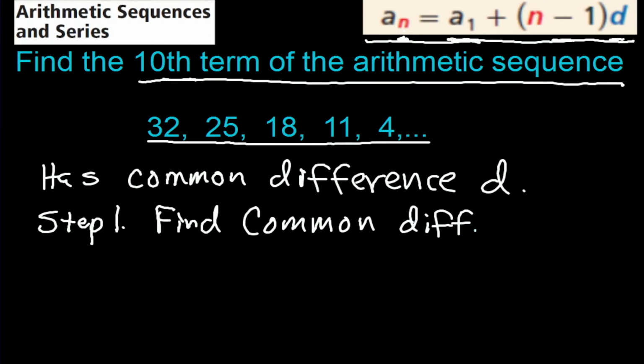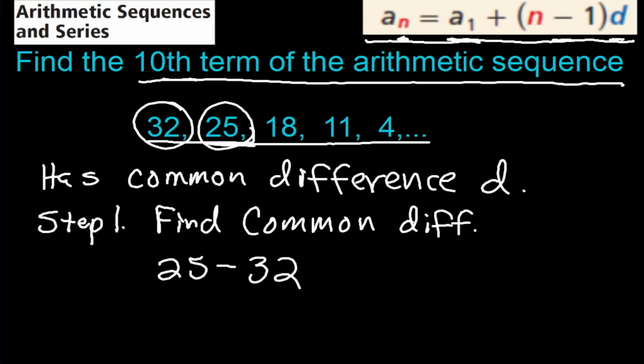So to find the common difference, we go to the second term, which in this case is 25, and we subtract off the first term, which is 32. It doesn't matter which terms we use. I could go to 11 and subtract off 18. I'm still going to get the same common difference because it's already defined as an arithmetic sequence. So if I do 25 minus 32, that gives me a common difference of negative 7. That's the first step that I need in order to be able to find the 10th term.